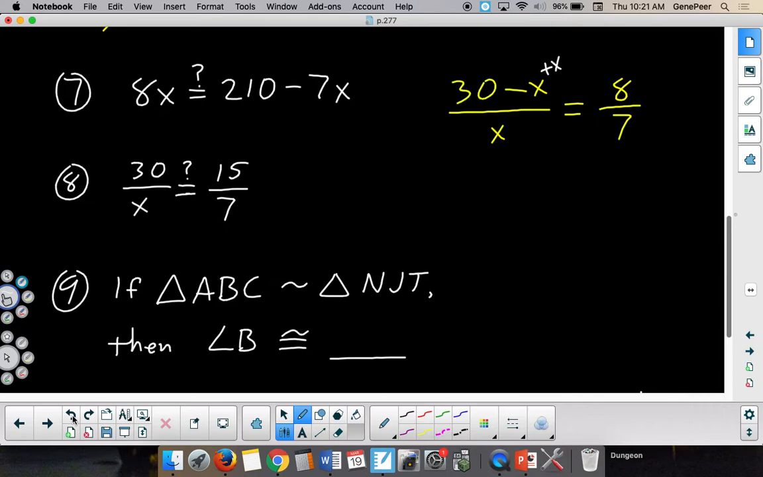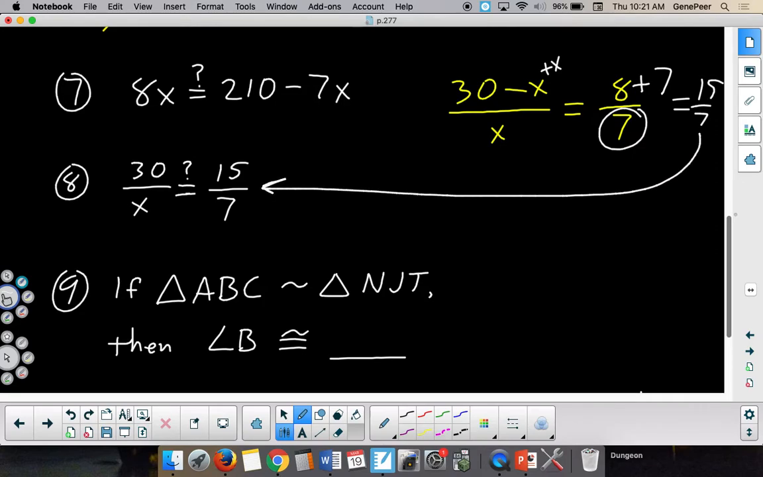We're adding the denominator to the numerator, so we must do the same thing here. We add the denominator to the numerator here as well. That gives us 15 over 7. Look at that. Exactly what they have here. So all they did was they added the denominator to the numerator, giving us, bang, gone, 30 over x equals 15 over 7.